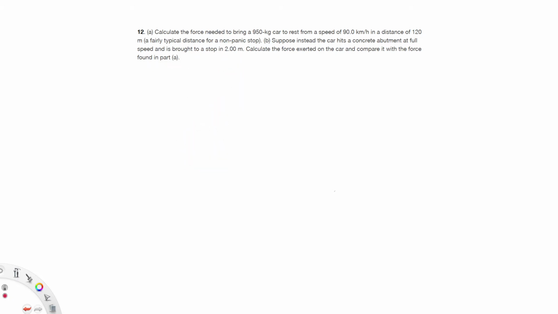All right. Calculate the force needed to bring a 950 kilogram car to rest from a speed of 90 kilometers per hour in a distance of 120 meters.